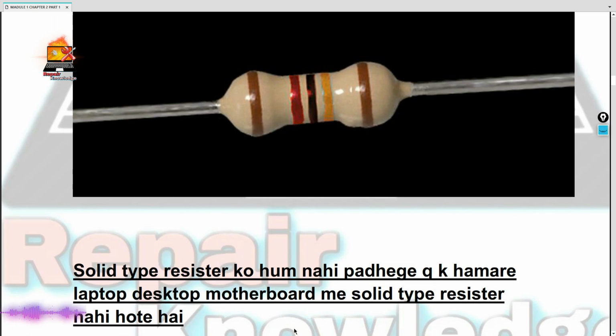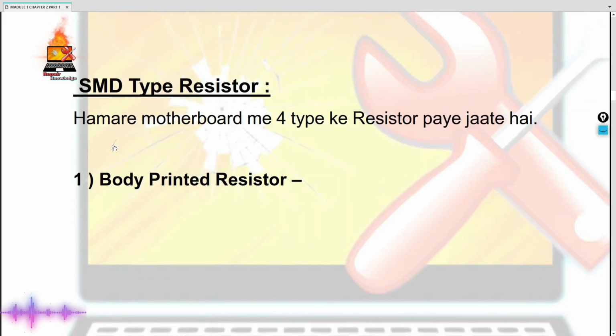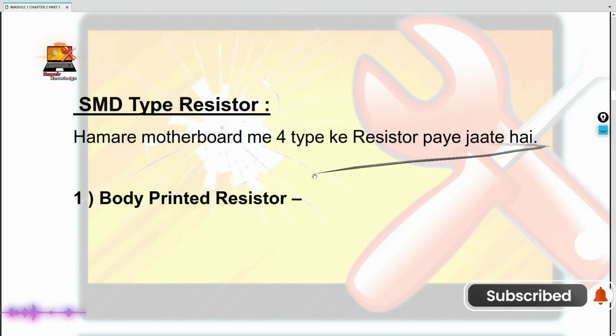So here, if you look at the bottom, these are solid type resistors which we do not read, because our laptop and desktop motherboards do not have solid type resistors. You will find them in SMPS, but we are not reading SMPS. We are reading about motherboard repairing.